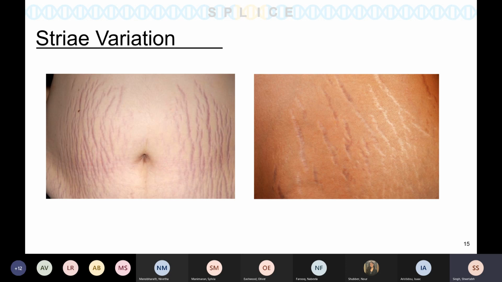I just put this slide in here because often there's not enough representation of what things like purple striae look like on darker skin. So here it is. This is what it looks like on darker skin, just for your benefit, and look out for that in the hospital. Okay, next slide.